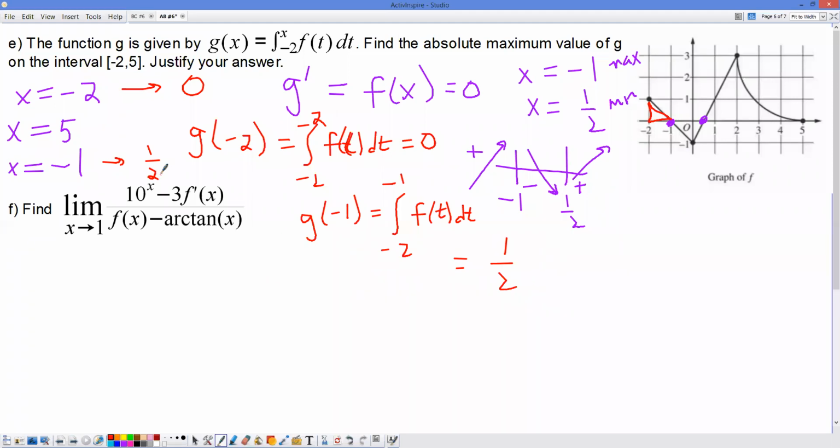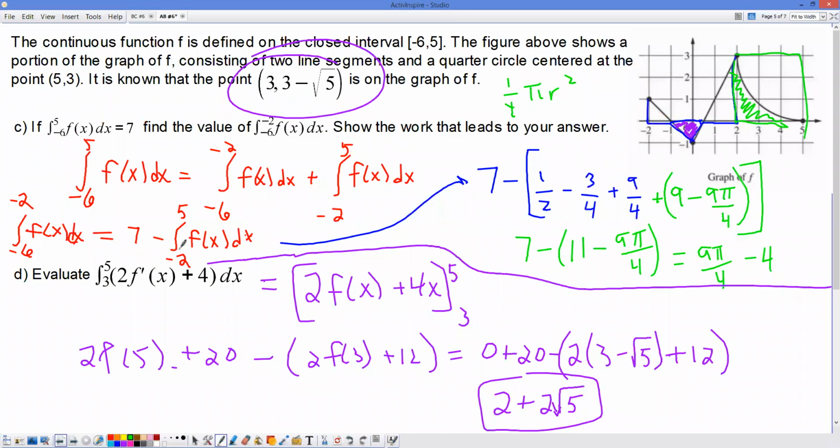And then to figure out what g of 5 is, g of 5 is equal to the integral from -2 to 5 of f of x. And if we go back and look at part C, we had found the integral from -2 to 5 of f of x. The integral from -2 to 5 of f of x was 11 minus 9 pi over 4.